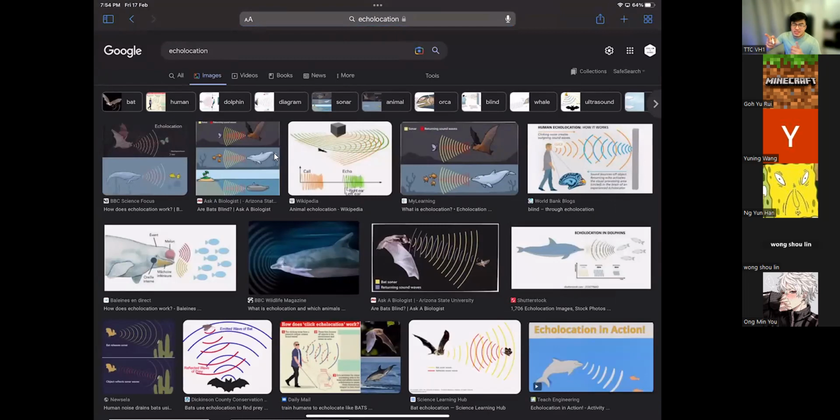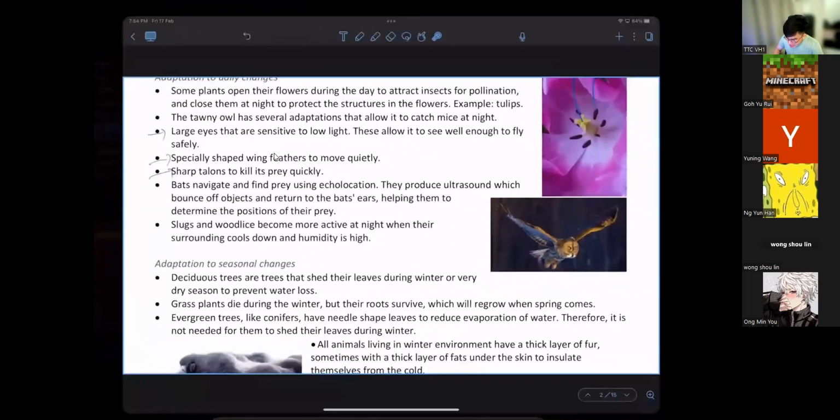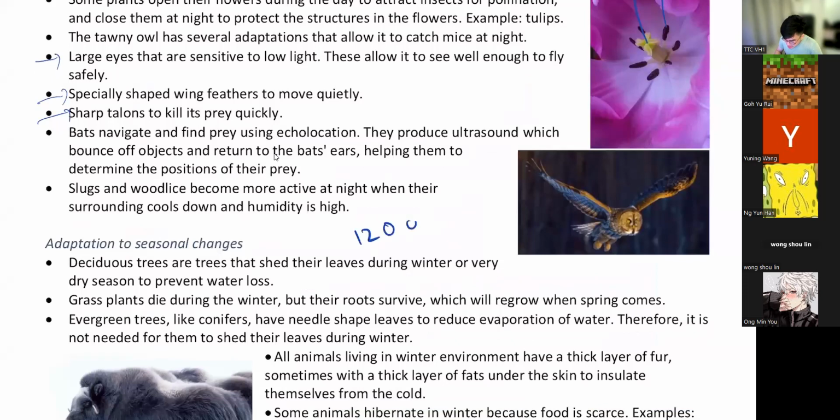Their range, guys, the range of hearing for bats is 120,000 hertz. Bats can hear up to 120,000 hertz, whereas us, we can only hear 20,000. So a bat's hearing is 6 times our hearing.